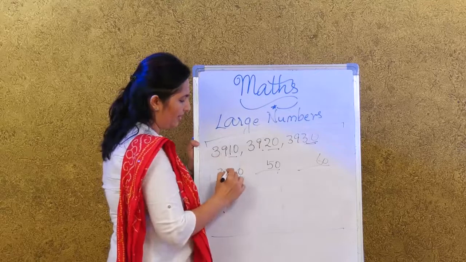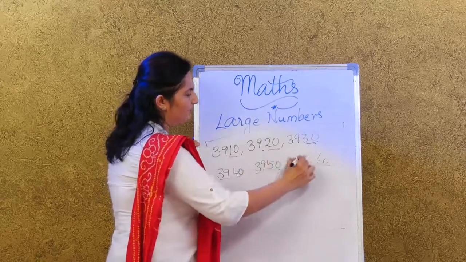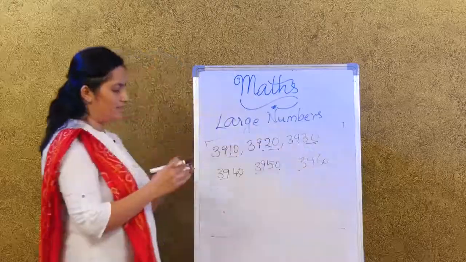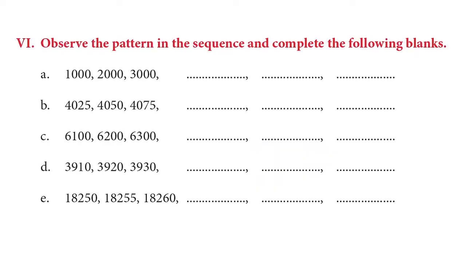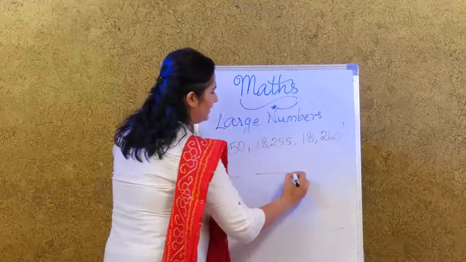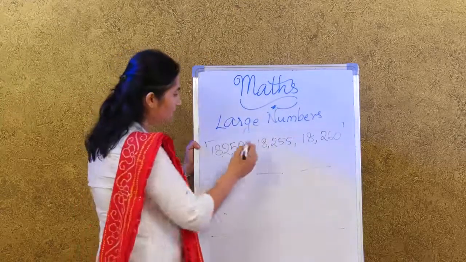So, 3950 and 3960. Okay. I hope you have understood. Let's take an example of a 5-digit number, that is 18,250, 18,255, 18,260. So, now you are asked to find the three succeeding numbers in the sequence.